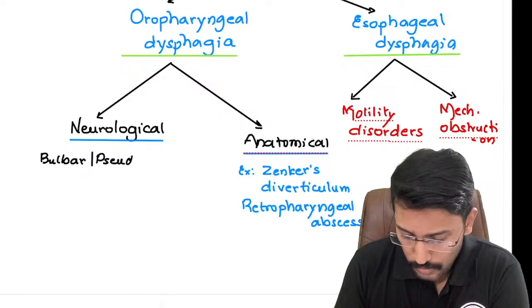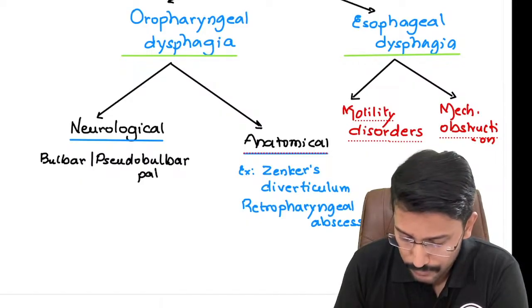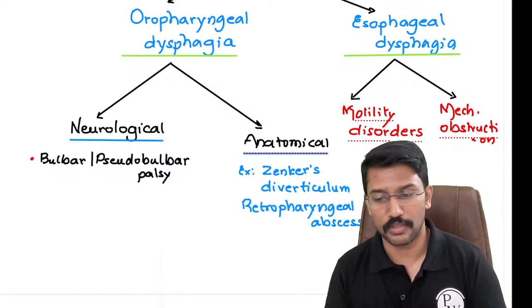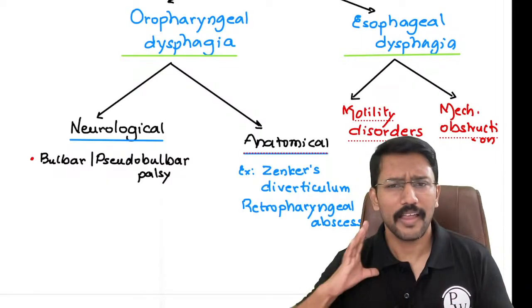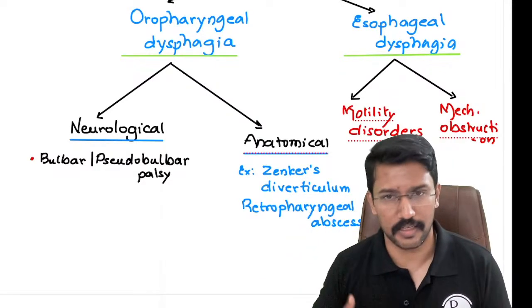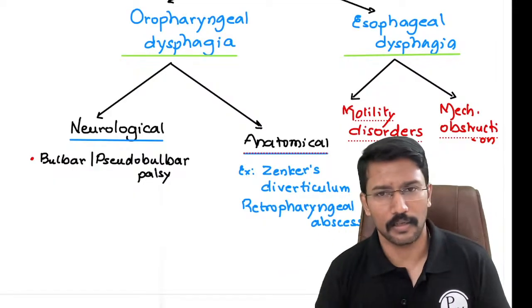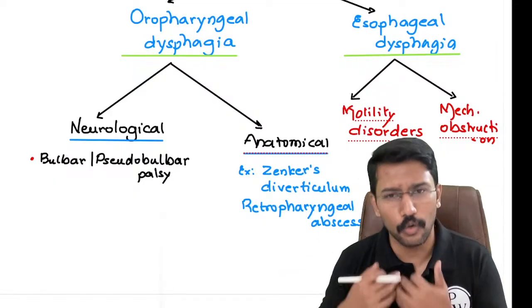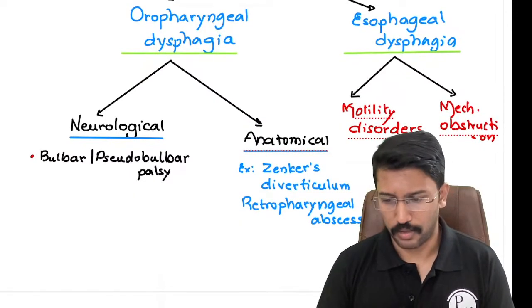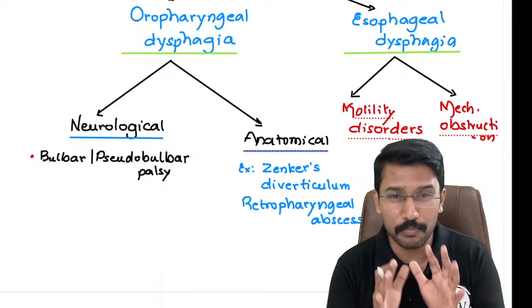Bulbar or pseudobulbar palsy. Can anybody tell me what this means? This is one of the common points that examiners ask during your neurological case discussion. High, because anatomically the oral cavity and the pharynx are higher portions of the upper GIT, and the esophagus is the lower portion of the upper GIT, right? Okay. Can anybody tell me what is the difference between bulbar or pseudobulbar palsy?